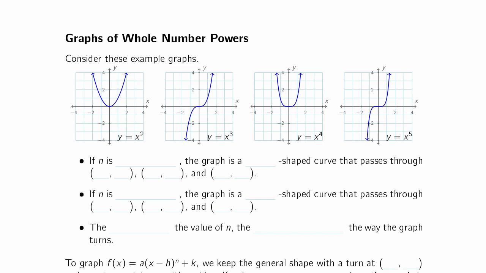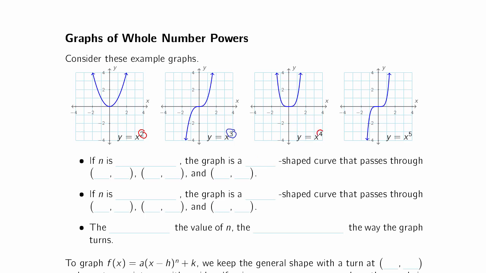Next, we're going to discuss how to graph the simplest family of power functions. The simplest family of power functions are the ones where the exponent is just a whole number. And in order to see what these graphs look like, let's look at this pattern here. We have x squared, that's a familiar graph, that's a parabola. And then we have x cubed, which looks very, very different.